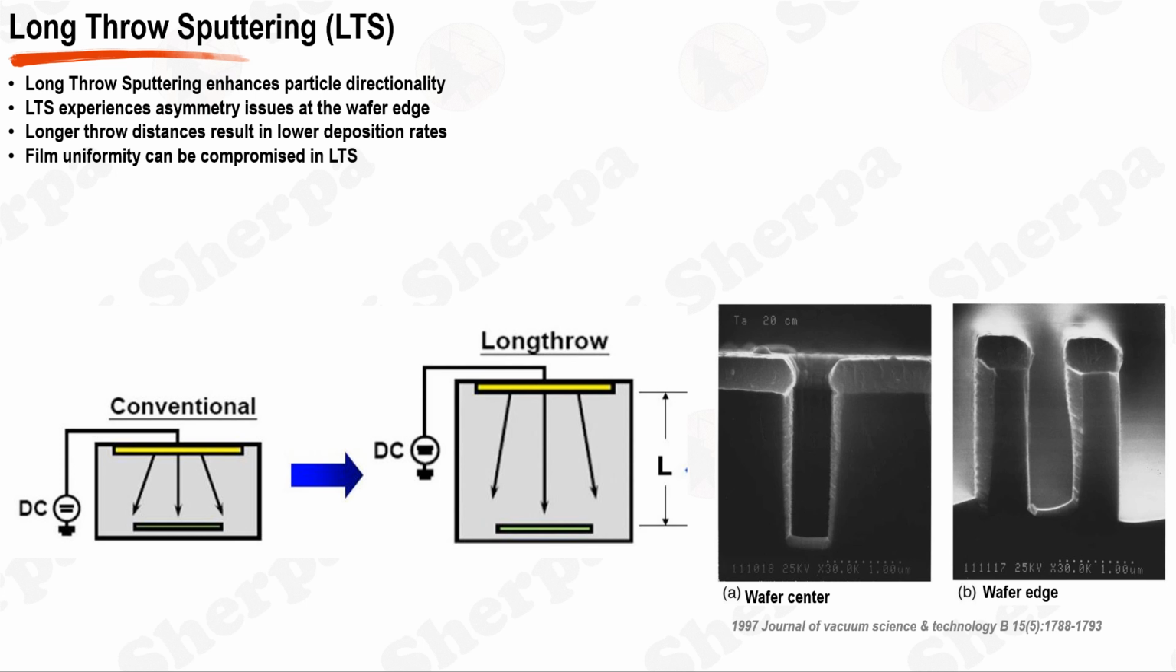Furthermore, the uniformity of the film deposited by LTS may be compromised due to the longer throw distance. This is an important parameter to consider, as film uniformity directly affects device performance in many applications. Lastly, LTS systems may experience shorter preventive maintenance (PM) cycles, indicating a higher frequency of maintenance and potential downtime.